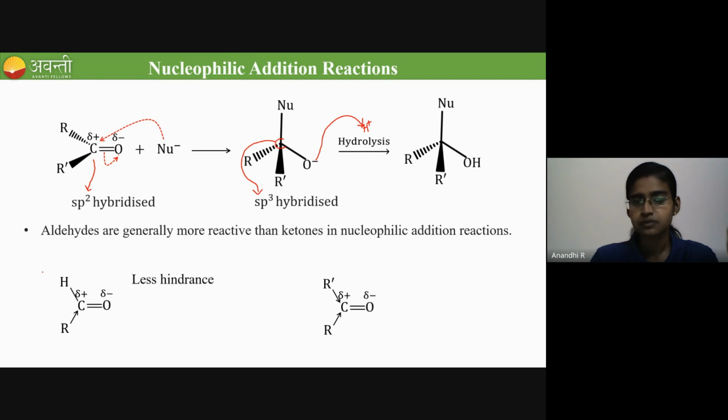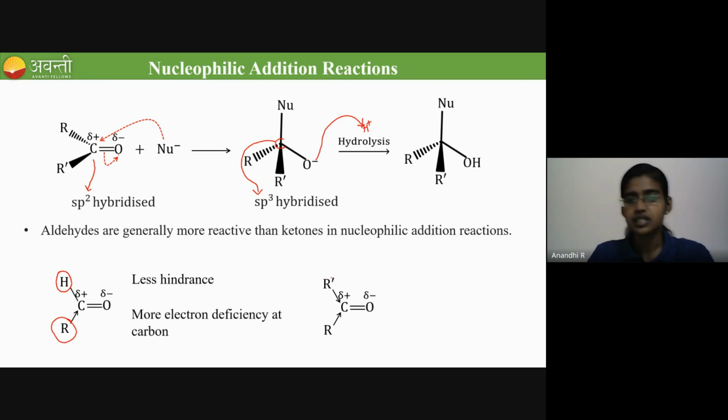Okay. Aldehydes are having the less hindrance. Why? In the other side, we are having only the small group called hydrogen. In the other side, we are having a little bit bulky group, R group. Okay, compared to hydrogen, alkyl groups are little bit big, no? So it is a bulky group. Whereas in case of ketone, you can see more electron deficiency at the carbon that I'll discuss now. In case of ketone, we are having both groups as alkyl group. Means 2 bulky groups we are having.